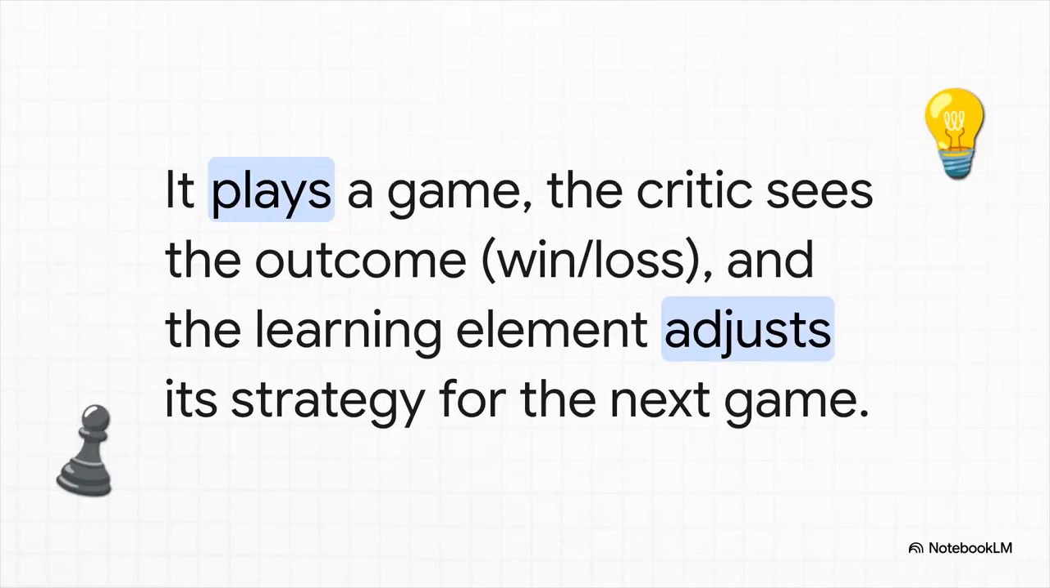The classic example here is an AI chessbot. Think about it. It plays a game. The critic tells it, hey, you won, or nope, you lost. The learning element then chews on all that data to adjust its strategy for the future. The problem generator might even tell it to try some wild new opening move in the next game. It literally gets smarter every single time it plays.